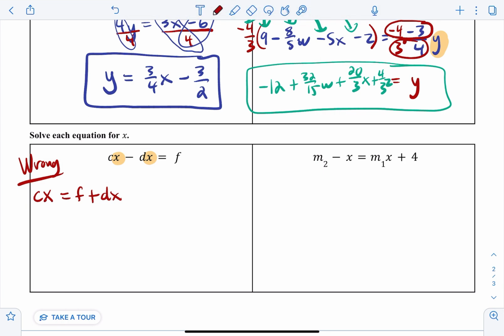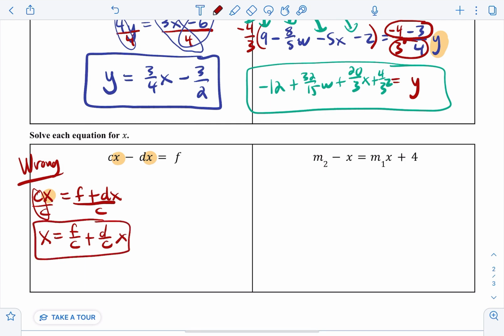And then you think, okay, so now if I want to get this x alone, then I could just divide by c, because we know c divided by c is just 1. So then everything there gets divided by c, and so one way you could write that is it's going to be f over c plus d over c times x. And then, okay, right, then we got it solved for because there you got your x alone.